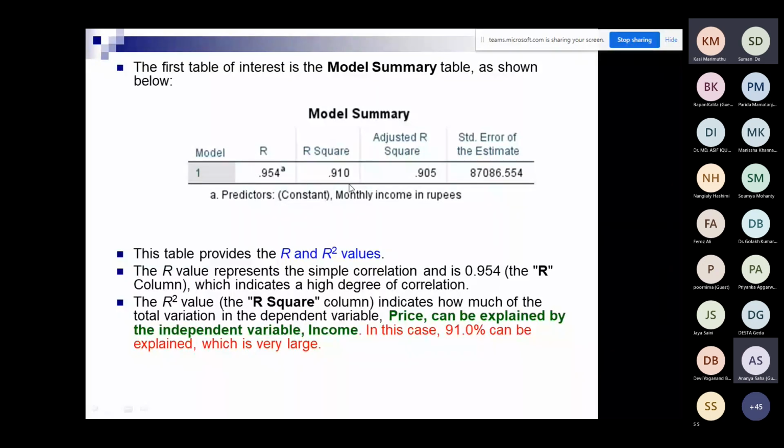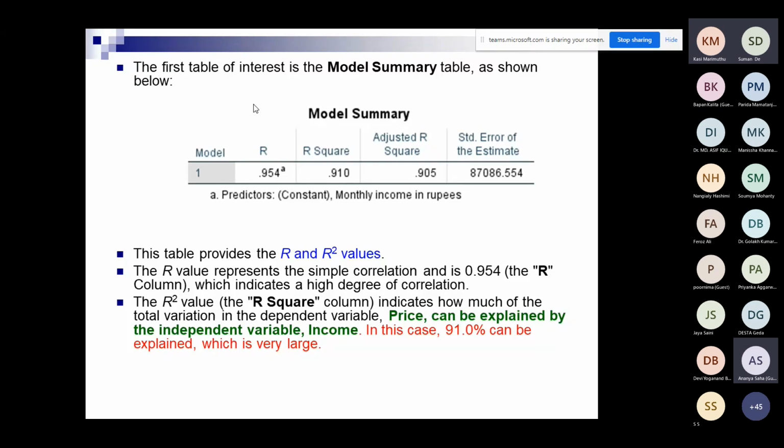What does the R square value explain? 91% of the price people pay for the car can be explained by, can be influenced by, income. So only 9% of the variance you see in purchasing a car may be due to some other factors. Maybe their family background, their wealth, or both husband and wife working, or maybe several factors.